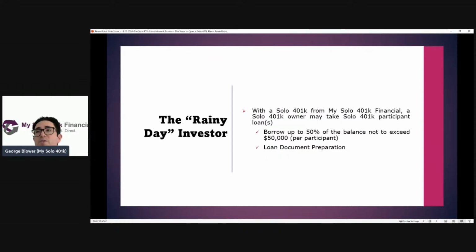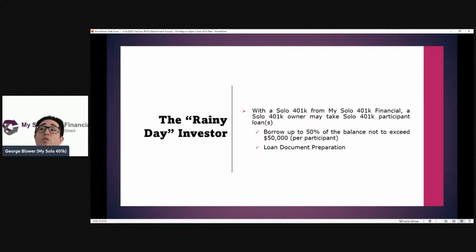The rainy day investor. So as mentioned, our plan does allow for a solo 401k loan. So unlike an IRA where you cannot borrow from an IRA, if you have a solo 401k plan that allows it, like ours, then you can take a solo 401k loan. Now, it needs to be documented as a loan. We handle the loan documentation preparation as an optional free service, no additional charge. We do that within 1 day, right, when someone requests us to prepare the documents.